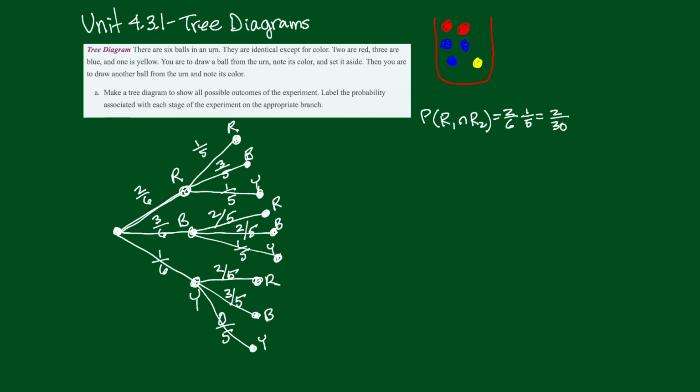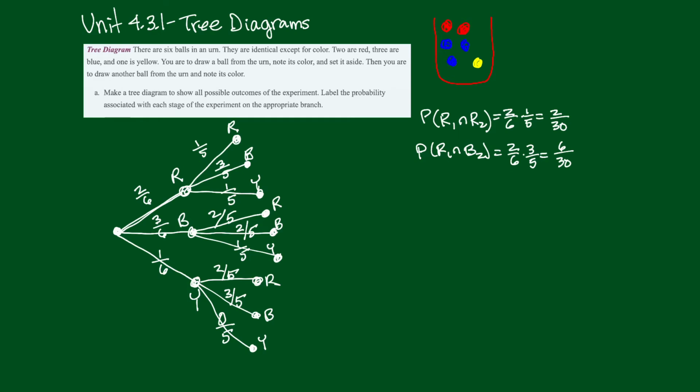Now, what is the probability of a red on the first and a blue on the second? Well, a red on the first is 2 out of 6. A blue on the second is this branch here, right? 3 out of 5. So this is going to be 2/6 times 3 out of 5. So I end up with 6 out of 30.